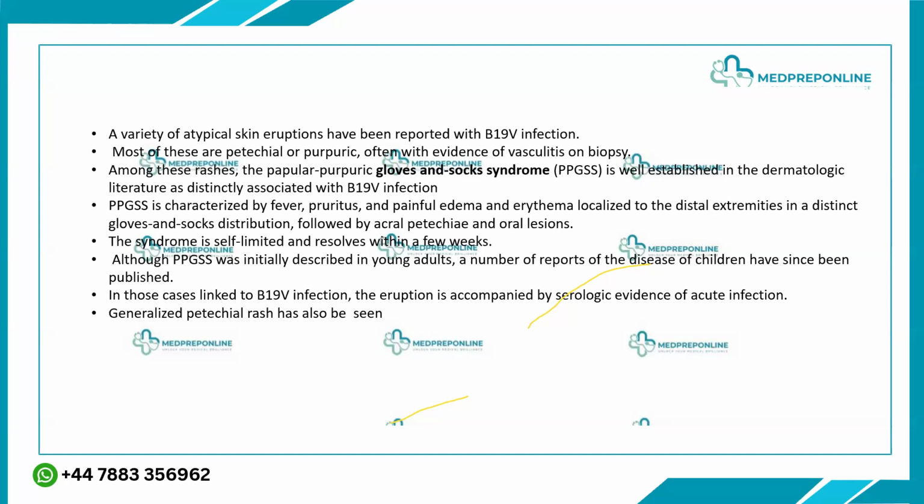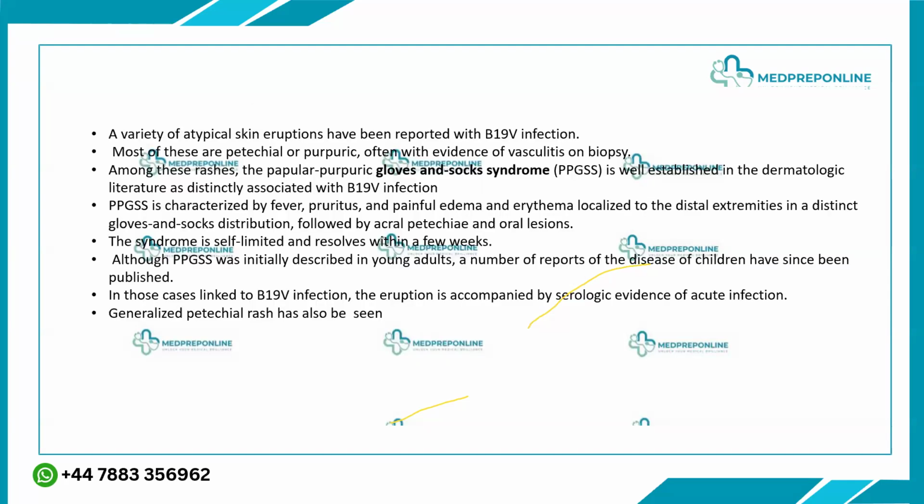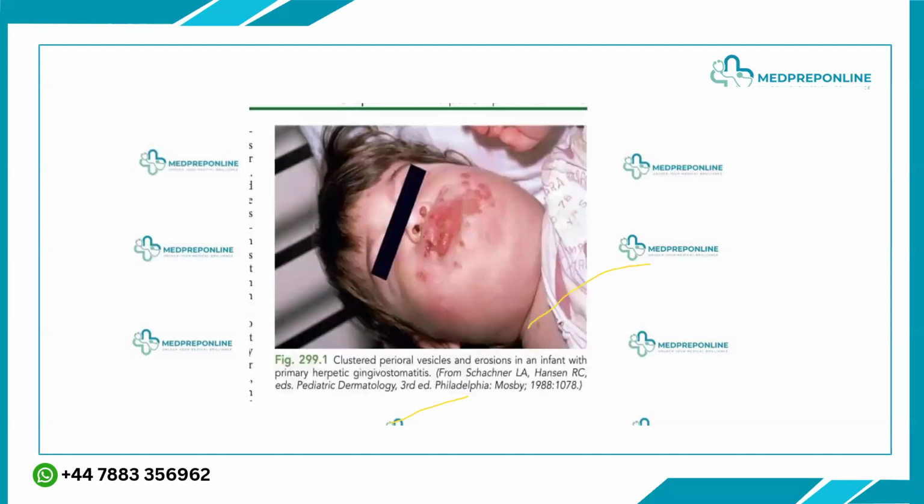In those cases linked to this infection, the eruption is accompanied by serological evidence of acute infection, and generalized petechial rash has also been seen. तो याद रखिएगा कि ये दो तरह की manifestations आती हैं parvovirus B19 में.